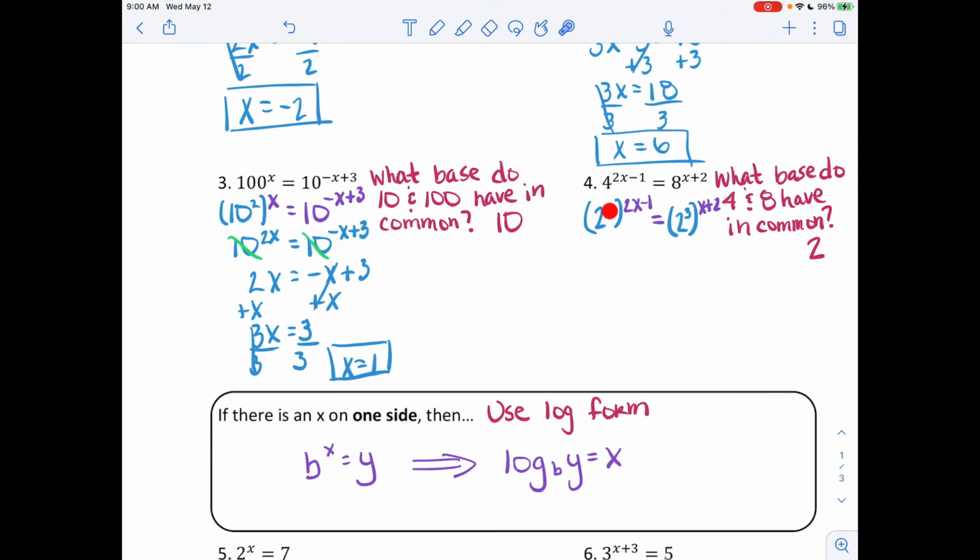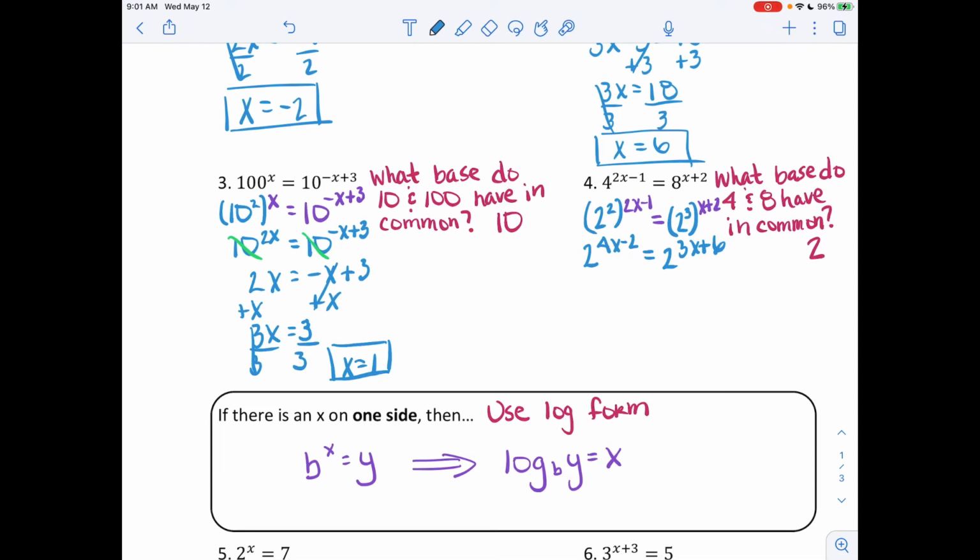Remember that when you have a power raised to another power, you multiply. So I'm basically going to take this power of 2 and multiply it by each term. And then the power of 3, multiply by each term. So let's see what that will look like. It's going to leave me with 2 raised to the 4x minus 2 power, and that's equal to 2 raised to the 3x plus 6 power. Again, just multiplying or distributing those exponents through.